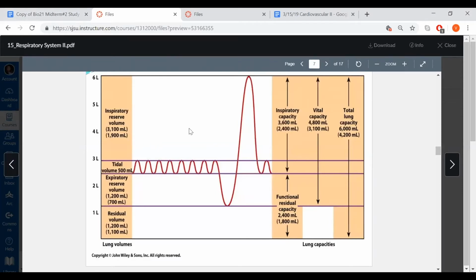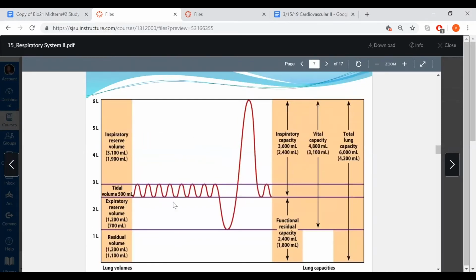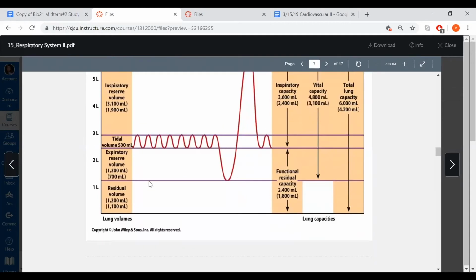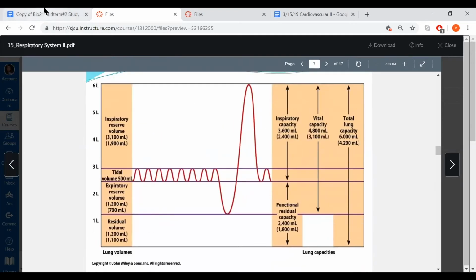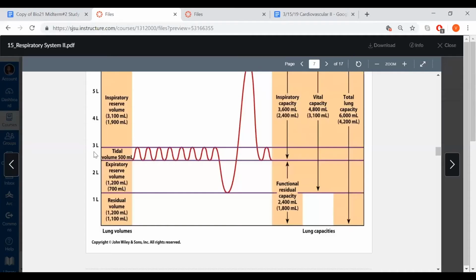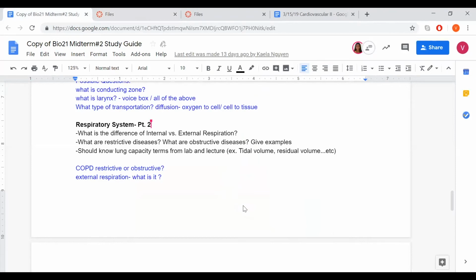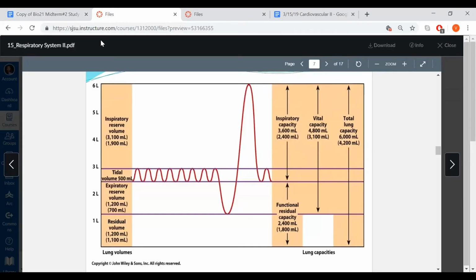But yeah, definitely know these, or at least have a brief understanding of what each one stands for. Because I know she has certain questions like, what is the vital capacity or something, and you guys should be able to answer that. Not necessarily the graph, just the functions of those terms.